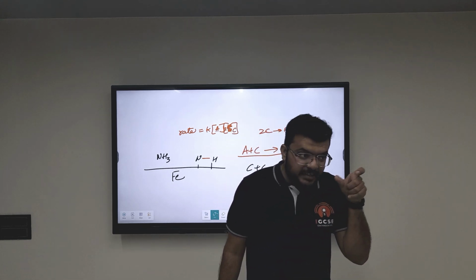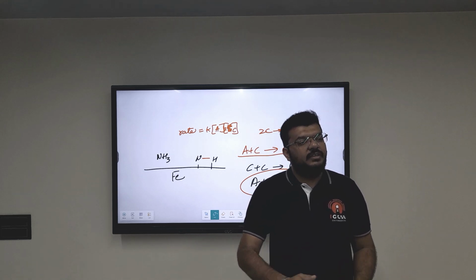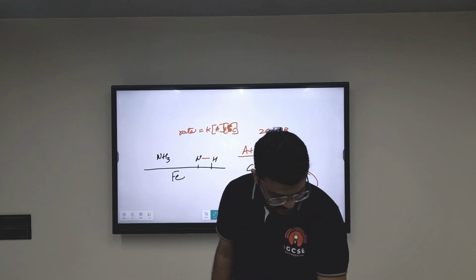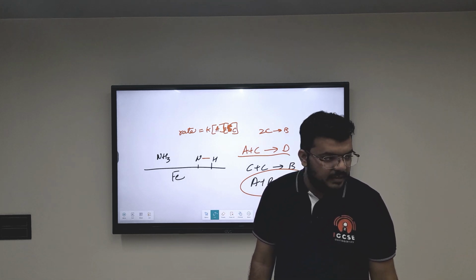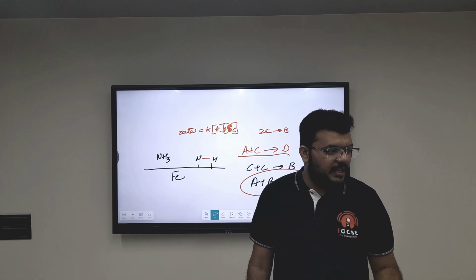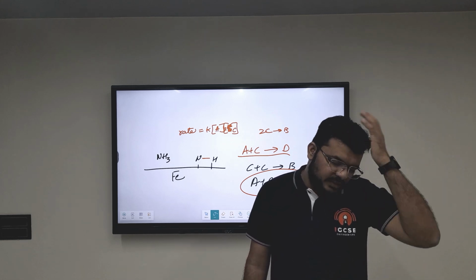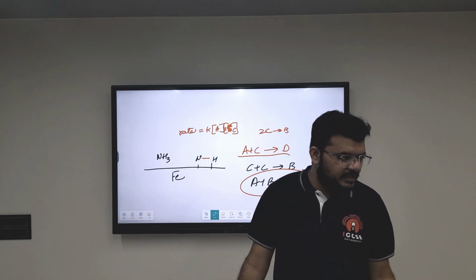The rate determining step tells you what will be in the rate equation. Remember it like this: suppose a race is happening. The last step is the one that takes the maximum time. Sorry, that will be the minimum time required to complete the race. You are right about this.